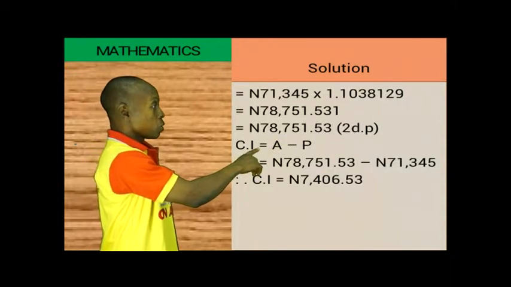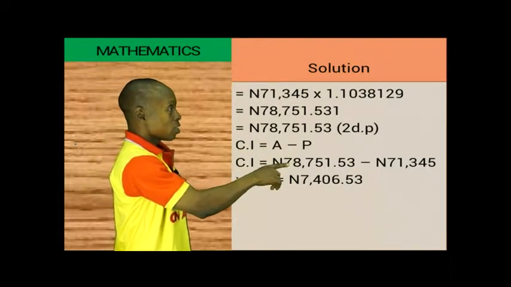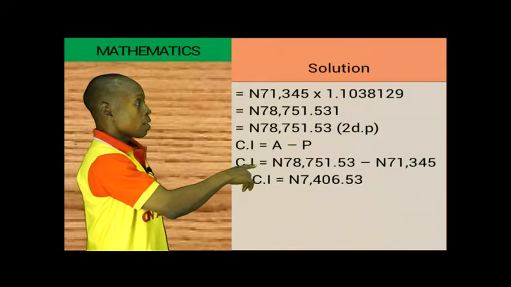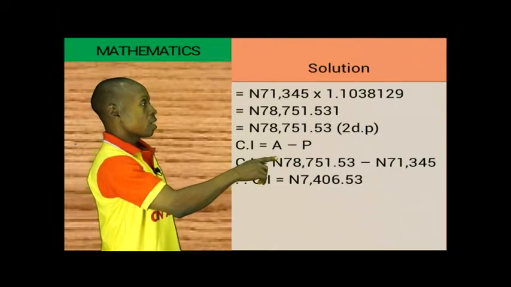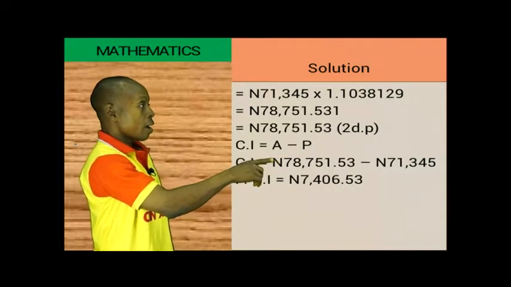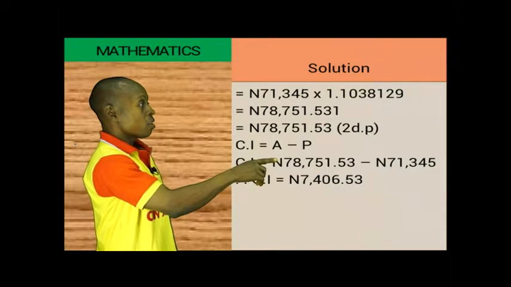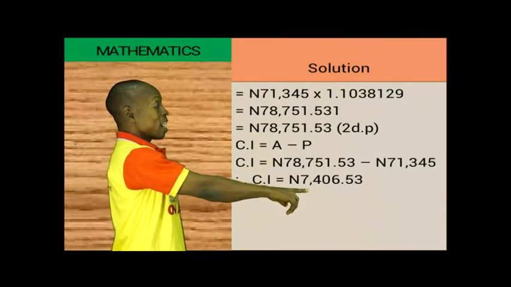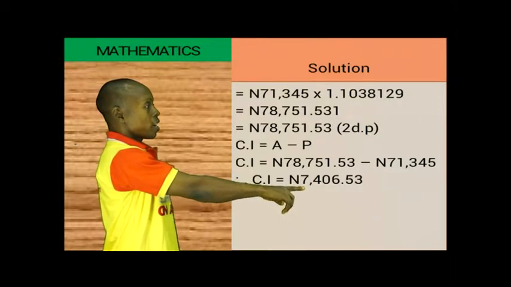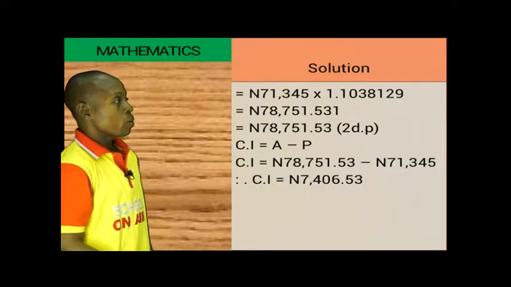And I also told you that to get the compound interest, compound interest is equal to amount minus principal. We've gotten the amount to be 78,751 naira 53 kobo minus the principal 71,345 naira. Then the end result, your compound interest at the end of the 4 years will be 7,406 naira 53 kobo.